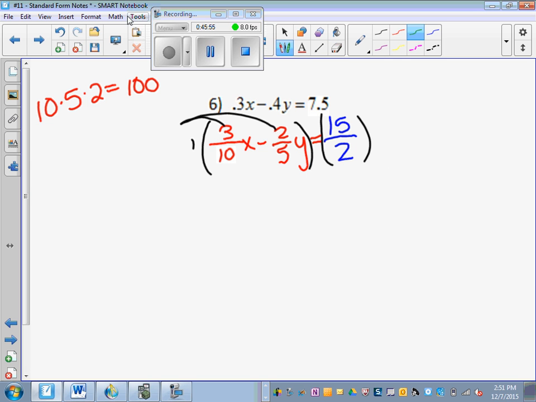Don't confuse us, because when you show a lot of things, then we get confused. Okay, so what's 10 times 3 tenths? What's 10 times negative 2 fifths? And what is 10 times 15 halves?